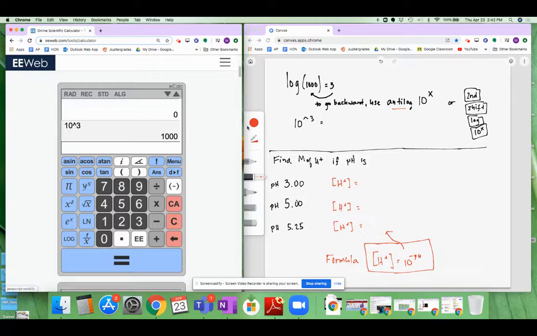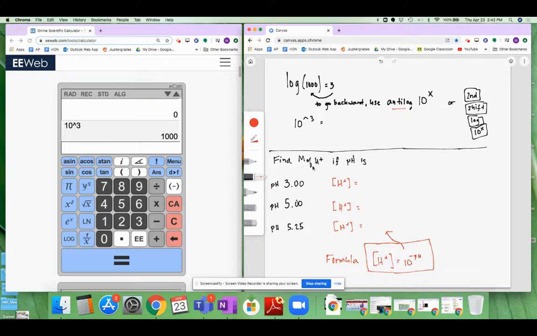Okay. The graphing calculators will use second shift log. That's the same as antilog. Or some calculators will have 10 to the x. You can use the same thing. So here's an example problem.